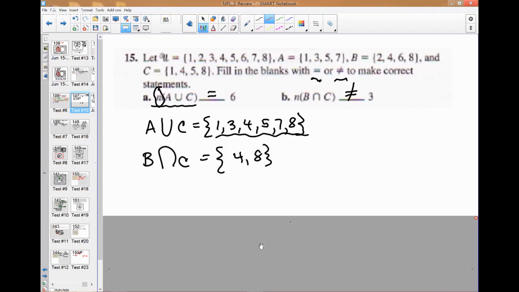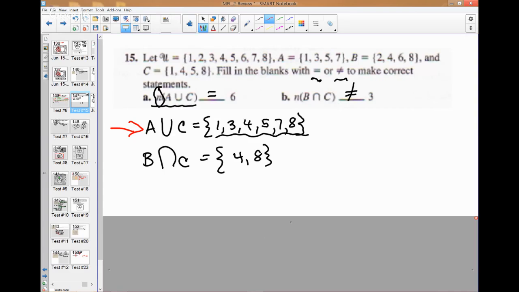So the first one, A, says, what's the number of elements in A union C? Well, before you do that, you really have to find A union C. So that's what I did right here. My suggestion to anyone doing a problem like this is just do the problem. What is A union C? You remember a union is where you paste the two together, but don't list any repeats.